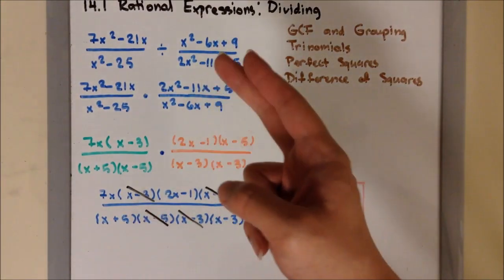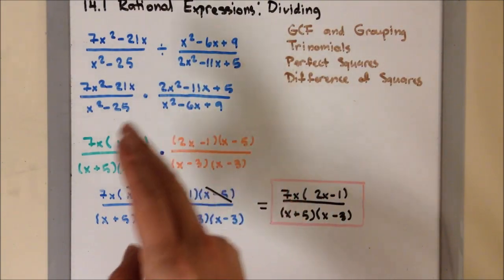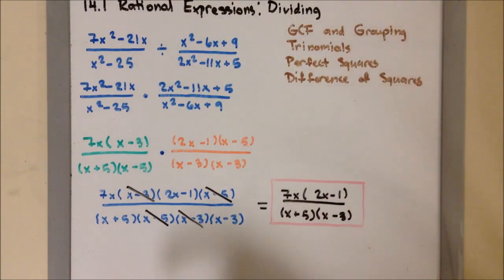So again, start with division, convert into multiplication, and flip the second fraction. Factor each part. Make sure you're familiar with all the techniques when factoring. Divide common factors, and then anything I did not divide, I just wrote out for a final answer and then box it. That's all you have to do.